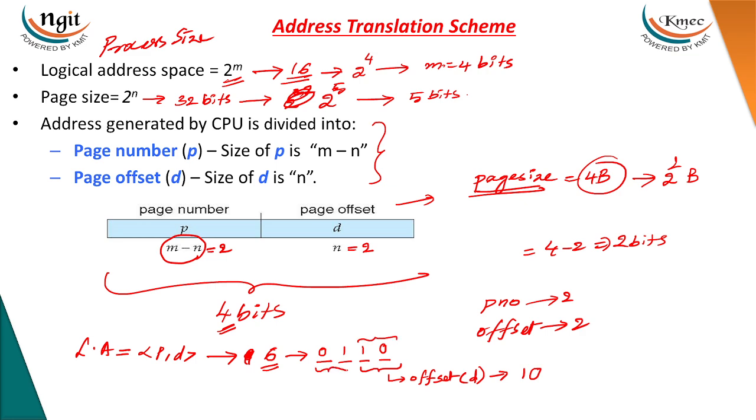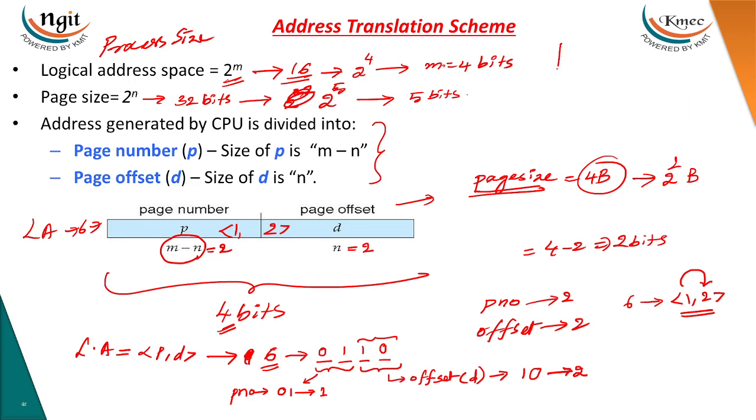The first two bits, the leftmost 2 bits, are 0, 1, and the value of 0, 1 is 1. So this one will be your page number, and the last two bits, with value 2, will be your offset. That means the logical address 6 is divided into 1 comma 2: page number 1 and offset value 2.